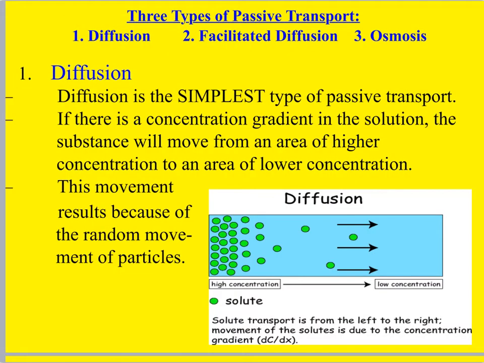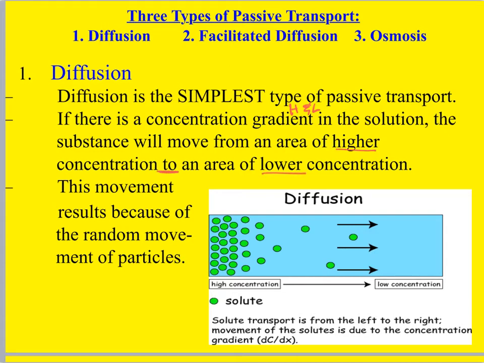So diffusion, that's the most basic type of passive transport. If you have a concentration gradient, and remember that's a high amount and a low amount, if you have a high and low in that solution, then it's going to move from high to low.